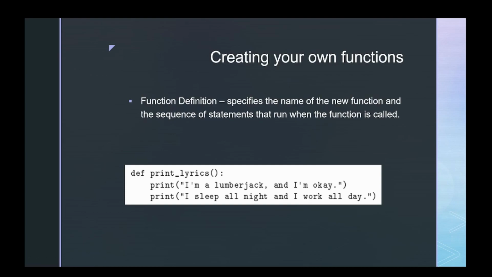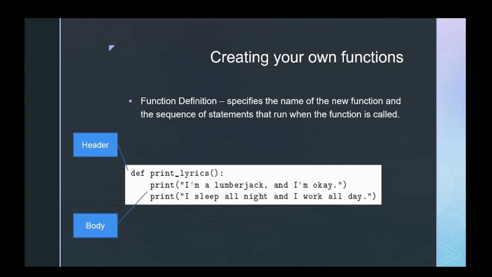As programmers, we can also create our own functions to do whatever we need it to do. In order to do that, we need to do a function definition, and that's going to specify the name of the new function and the sequence of statements that run once we call that function. Here we have an example of how we create our own function. The first thing we have to put is a header, and the header is going to have the keyword def and a space, and then the name of the function. And then we have parentheses. Within the parentheses is going to be any arguments or parameters that we're sending to that function.